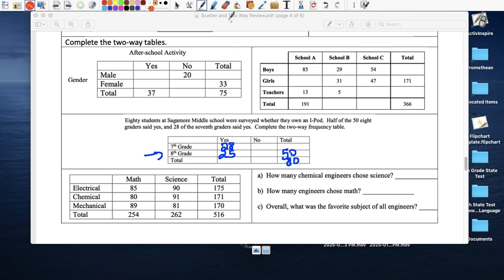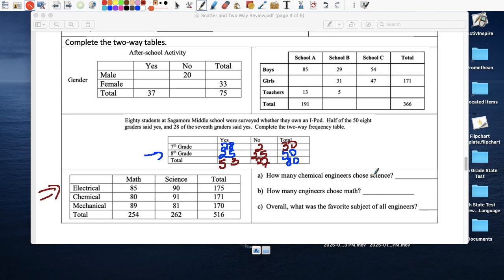Complete the two-way table. Super easy. 28 and 25 is 53. 53 plus something is 80, that'd be 27. Something plus 50 is 80, that'd be 30. 28 plus 2 is 30. And then 25 plus something is 50 would be 25. Done. Now we're going to look at this table over here and answer the questions to the right.